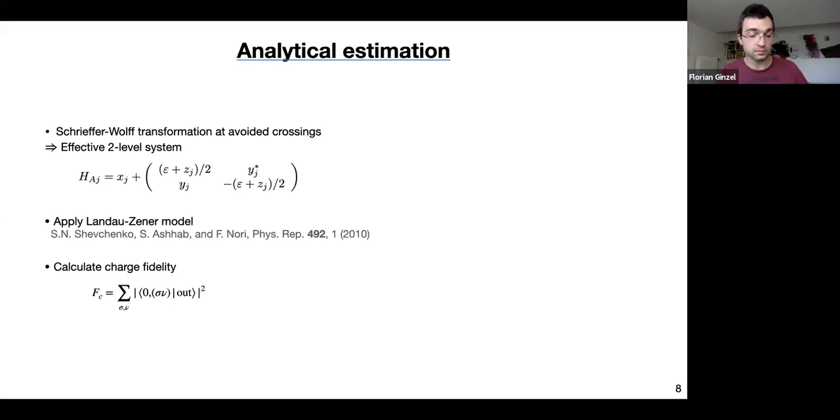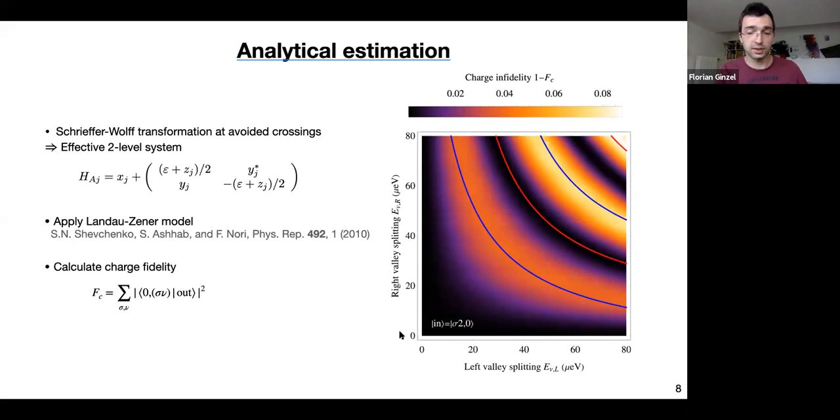And here you can see the result as a function of the two valley splittings of the left dot and the right dot. The background here is a numerical result, and the red and blue lines are indicating where the interference fringes should be situated coming from our model. And you see that this is a quite good agreement unless the valley splittings become too large. For example, here and also here are deviations. This is where the approximations made here break down, but otherwise this is quite a good model.